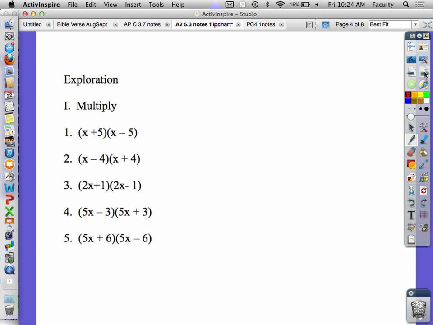All right, so in number 1, you got x squared minus 25. In 2, you got x squared minus 16. Then you got 4x squared minus 1. 25x squared minus 9. 25x squared minus 36. So if they're the same numbers, but one's a plus and one's a minus, it causes the outer and inner to cancel, and it's called a difference of two squares. Okay.